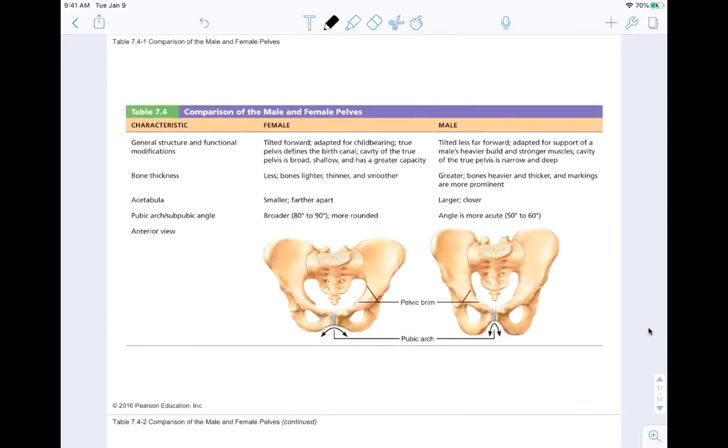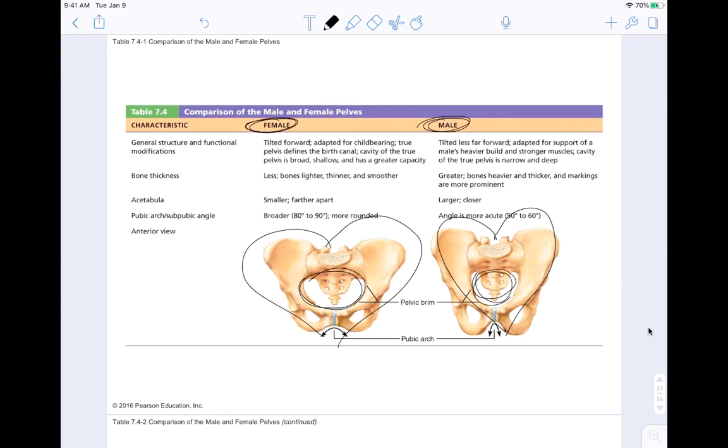So let's look at this. You can see here, it tells you that this is female and this is male. If you just look at the overall shape, I kind of said this looks like a heart. So this is like a wide, fat heart, and this is like a taller, skinnier heart, right? That's because this opening has to allow for a child to pass through it. So this smaller opening here would not be very great for pushing a child through.